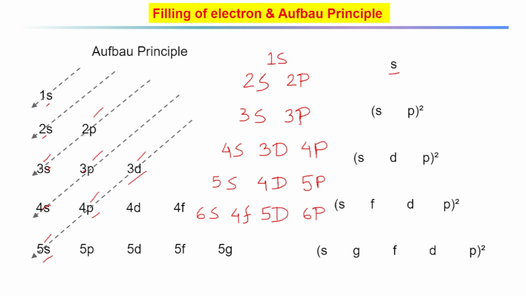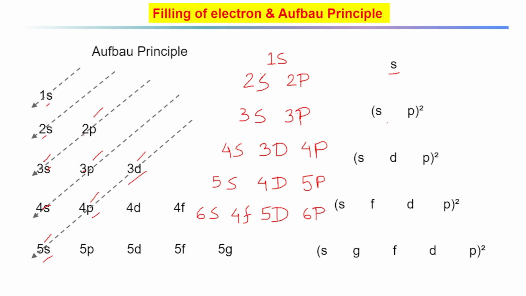So I remember this pyramid, and whenever I am doing any electronic configuration, I will quickly draw this s, sp, sp, sdp, sdp, and sfdp. So first electron will be filled in 1s, then 2s, then 2p, then 3s, 3p, then 4s, 3d, 4p, after that 5s, 4d, 5p, then 6s, 4f, 5d, and 6p. So you can remember either the above principle, write it down, and then put these arrows to determine where the electron will be filled first.